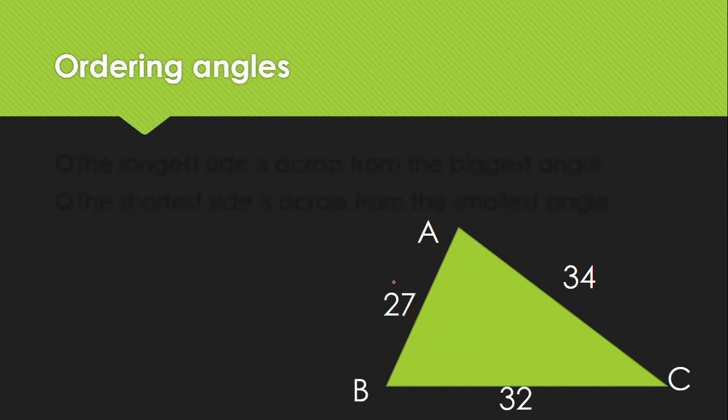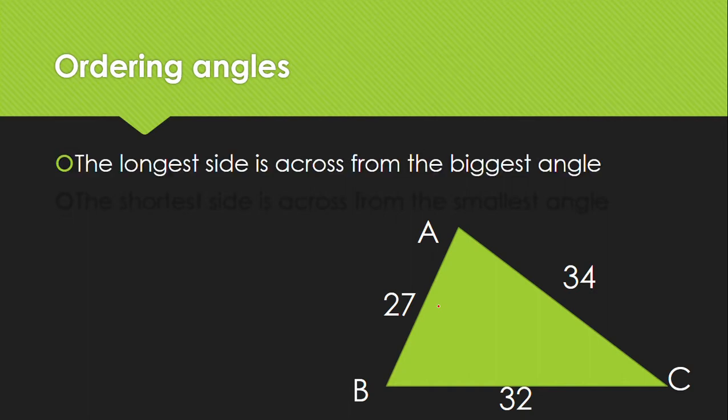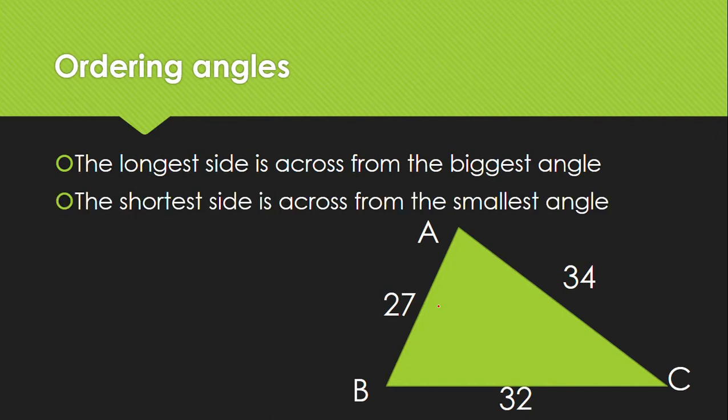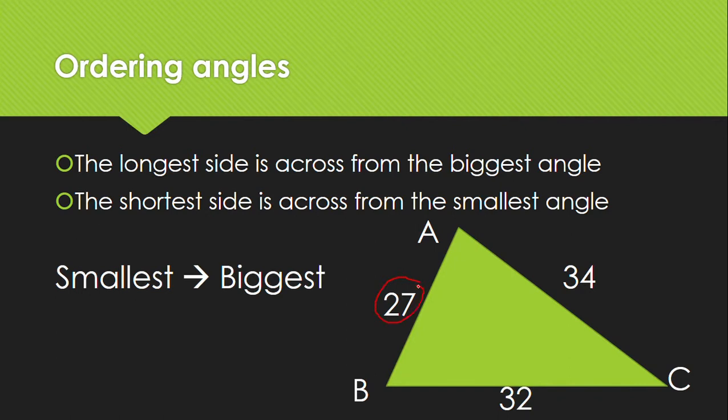So very similar, if we have the sides, we could put the angles in order from biggest to smallest. And it's going to use the same idea, that the longest side is across from the biggest angle, and the shortest side is across from the smallest angle. So let's say we want to put the angles in order from smallest angle to the biggest angle. Well, first, I'm going to find my smallest side. Looks like that is 27.